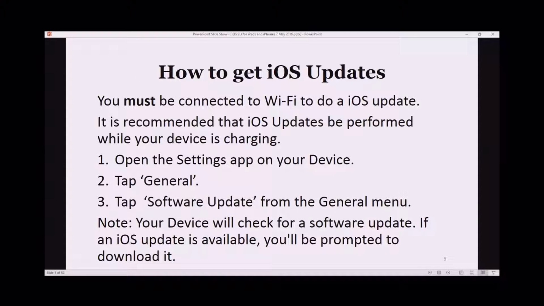So how do you get an iOS update? Well, obviously you have to be connected to the internet on your device, and then you want to open the Settings app and tap General, and then tap Software Update. When you tap Software Update, your device should go off and start looking for what iOS update you have on your device and what's available on the internet. It'll check for you, and then it'll tell you, yes, you have the current software, or you need an update.